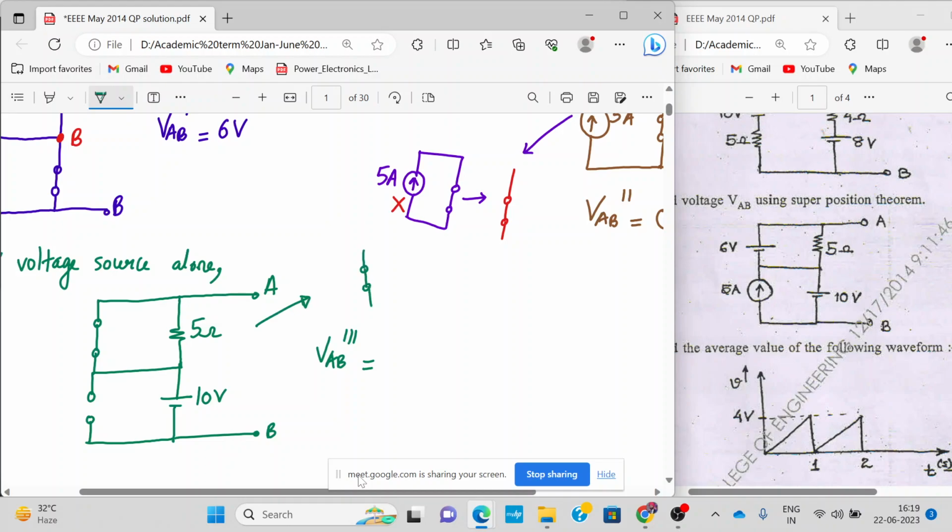Okay, and then at the end this is open circuit, right? So the scenario becomes like this: A, B, and 10 volts. So VAB is 10 volt.